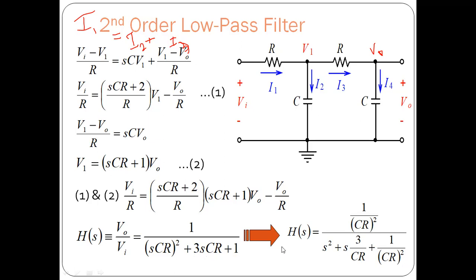And next, after dividing on numerator and denominator by the CR square, you can see the equation obtained will be like this. So this resembles a characteristic equation, that is s square plus as plus 1. Nothing but this is looking like a characteristic equation.